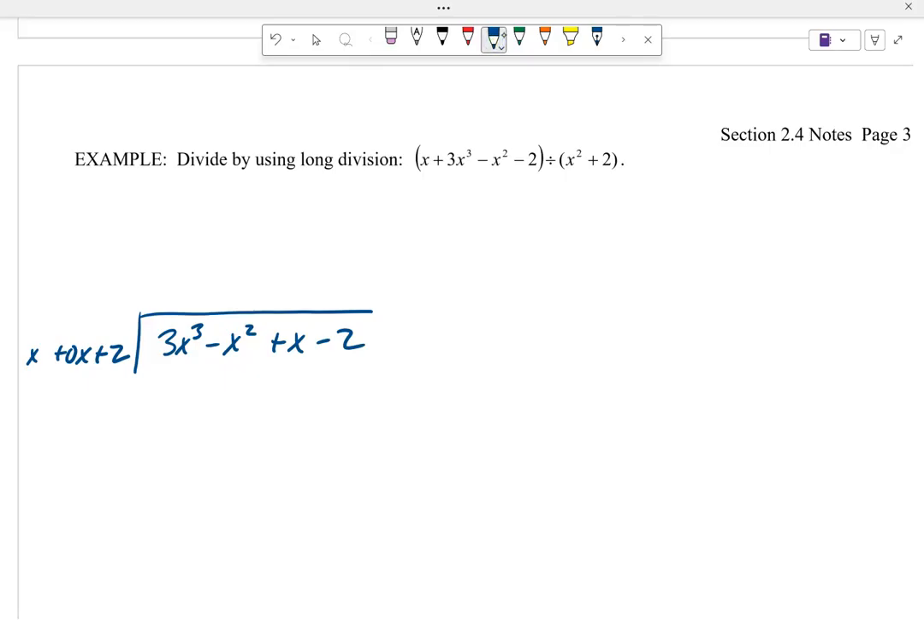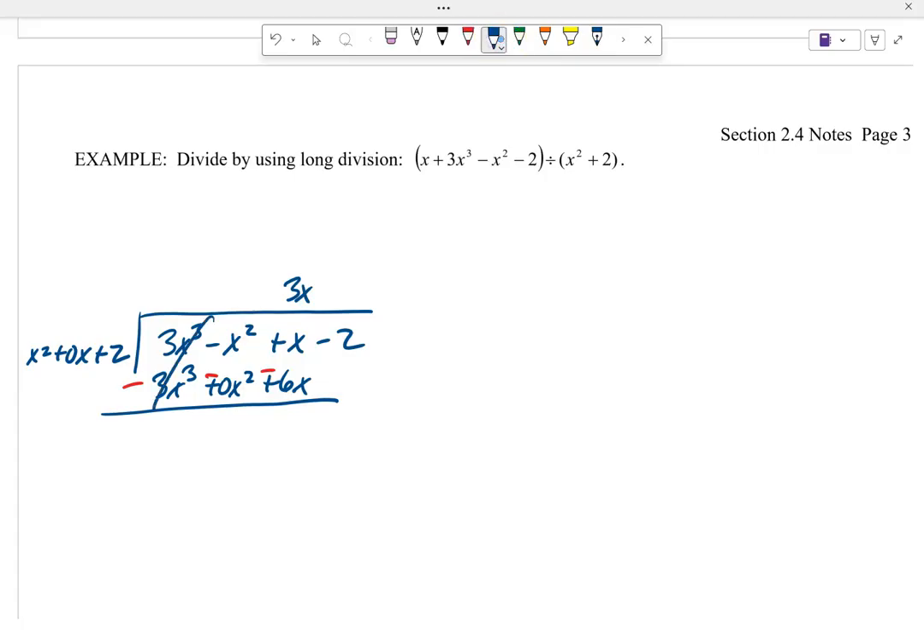And I'm thinking to myself, oops, that's an x squared right there. What times x squared gives me 3x cubed? Hopefully you say 3x, and I put it above the other x. Multiply it through. 3x times x squared, 3x cubed. 3x times 0x, 0x squared. 3x times 2, 6x. But don't forget, we got to subtract those, right?